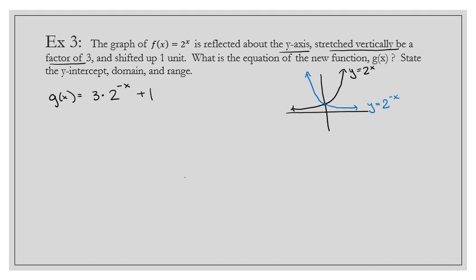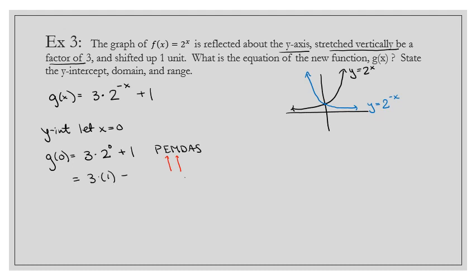We now want to state the y-intercept. So anytime we want the y-intercept, we let x equal 0. So g of 0 is going to be 3 times 2 to the 0 power plus 1. Be careful with order of operations. So we apply exponents before we multiply. So 2 to the 0 power is 1, and then we multiply 3 times 1 to get 3 plus 1 is 4. So the y-intercept is (0, 4).